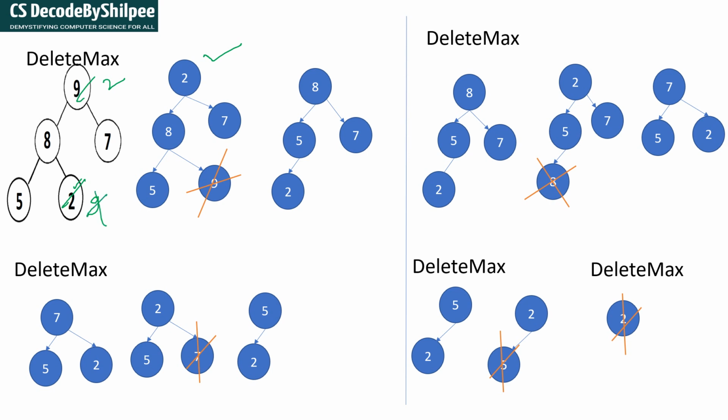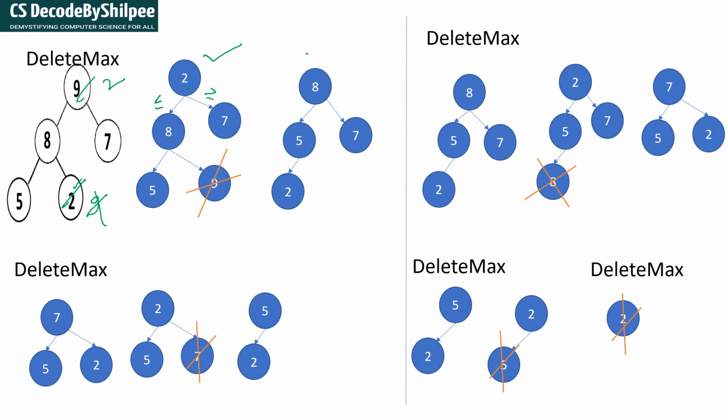You have to delete that 9. After the swapping, you have to delete the last element. So after the deletion, you will get this tree. After this 9 is deleted, you will get this tree. Now you check what you are doing: you are performing a deletion operation on a max heap. So you have to check whether it is following the property of the max heap or not.